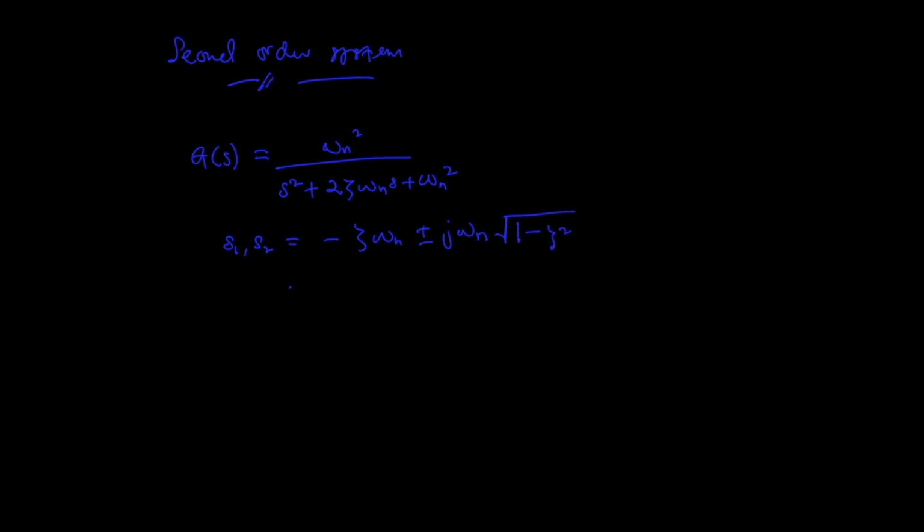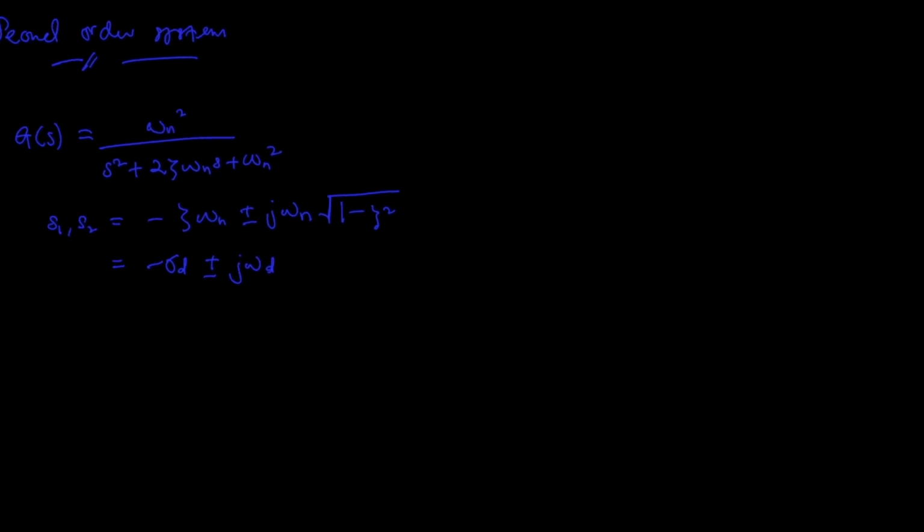The prototype of a second order system is given by G(s) equals omega n squared over s squared plus 2 zeta omega n s plus omega n squared. From the characteristic equation of the system, we can find the poles, which are given as s1 or s2 equals negative zeta omega n plus or minus j omega n square root of 1 minus zeta squared, which we can simplify, with the term negative zeta omega n as negative sigma d and j omega n square root of 1 minus zeta squared as j omega d.